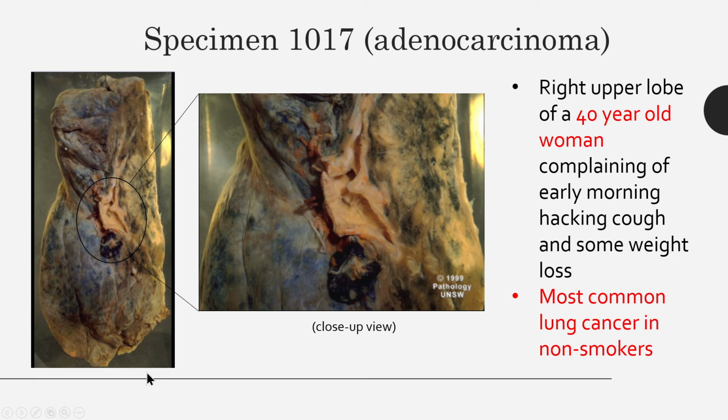The first specimen we will be looking at is specimen 1017. This is an example of one of the non-small cell cancer types, that is adenocarcinoma. On the left of your screen is the right upper lobe of a 40-year-old woman who complained of an early morning hacking cough that has been going on for quite some time, as well as some weight loss. Hacking cough here refers to a loud and dry cough whereby the person does not actually cough out anything.